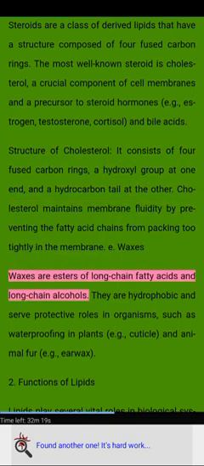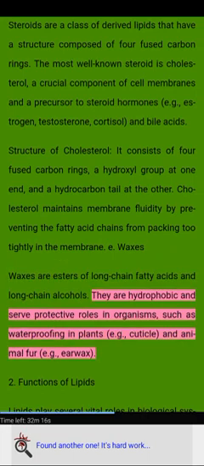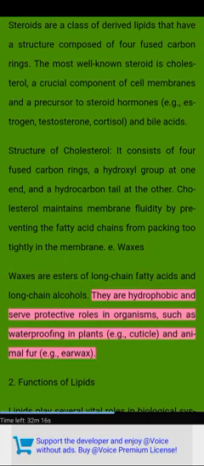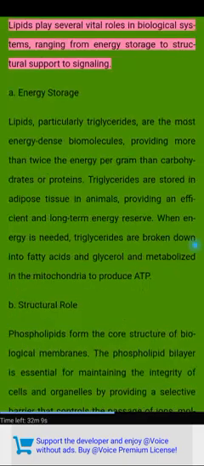E. Waxes. Waxes are esters of long-chain fatty acids and long-chain alcohols. They are hydrophobic and serve protective roles in organisms, such as waterproofing in plants, e.g., cuticle, and animal fur, e.g., earwax. 2. Functions of lipids. Lipids play several vital roles in biological systems, ranging from energy storage to structural support to signaling.